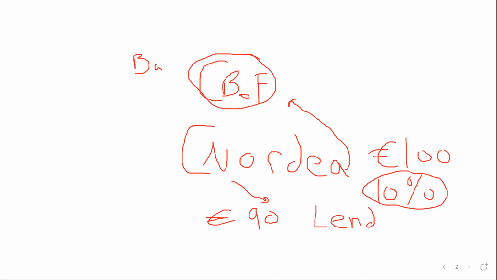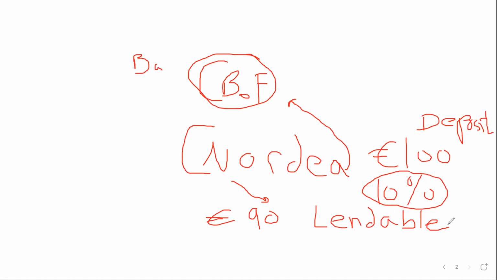Just imagine that at a given point of time the limit is 10%, which means that every new 100 euros deposited with Nordea, Nordea would keep 10 euros with itself, 10%. And the 90 euros are lendable. I should say the word lendable, because this is the money which Nordea can lend out to its borrowers.